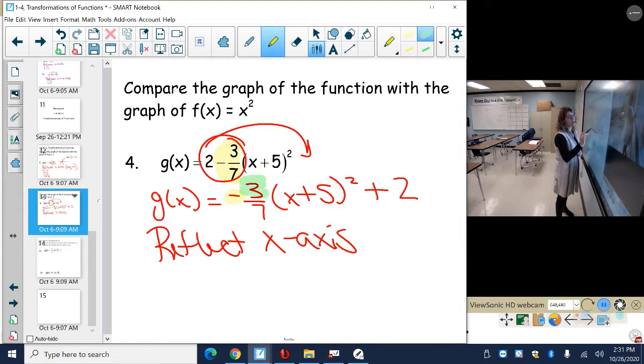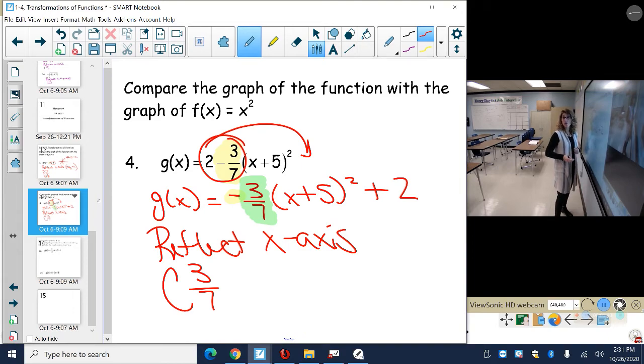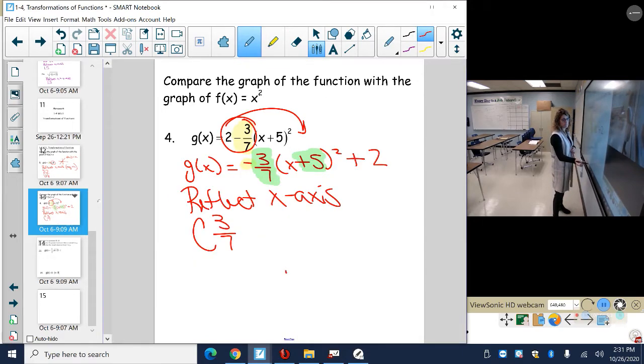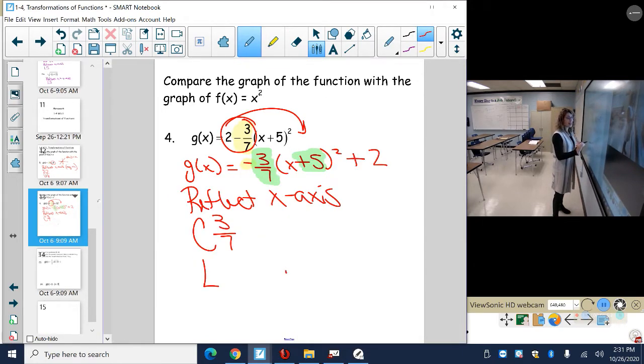Then you have this 3/7. Is this a fraction between 0 and 1? And the answer to that is yes, it is. So therefore, this is a compress of 3/7. So is this a travel mug or is this a cereal bowl? If you're saying cereal bowl, you are right. It's getting shorter and fatter. Okay? What does the plus 5 do? The plus 5 is going to make this thing go to the left 5 units, and then the plus 2 at the end is going to make this thing go up 2 units. Okay?